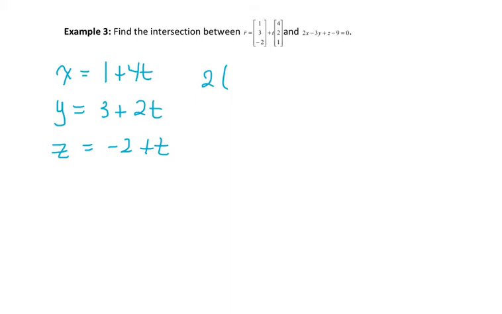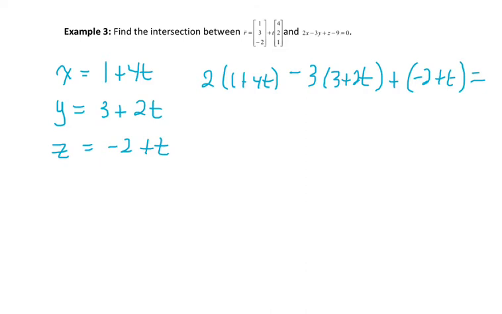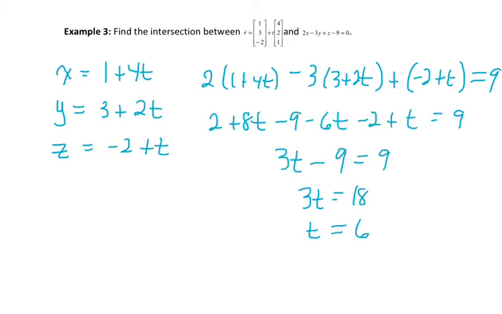So 2 times (1 plus 4t) minus 3 times (3 plus 2t) plus (negative 2 plus t) has to equal 9. I just moved this over to the other side to give myself some space to write. All right, let's do some algebra. I'm going to pause. Hopefully you got a t value of 6. I can take that, plug it back in to get my x, y, and z.